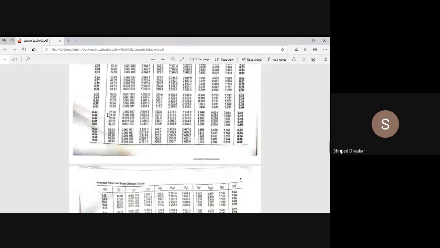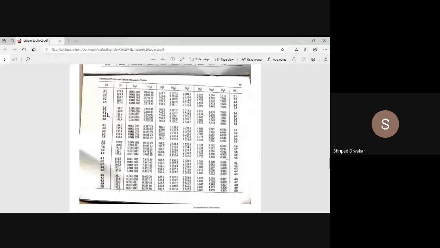Around 0.1 bar pressure. Okay, so this is Table 2, the pressure based table, used when the pressure is given in the problem to find out the properties of steam. For example, I am taking 0.1 bar pressure. What are your properties?